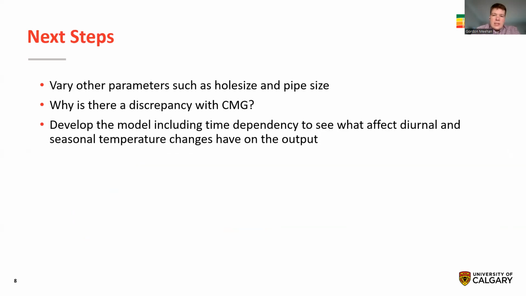The next steps that I need to undertake in developing this model would be to vary other parameters such as the casing tubing diameters. A reason must be found for this discrepancy with the CMG results, and it'll also be necessary to make a time-dependent version of the model to fully understand the seasonal and diurnal effects on the output.